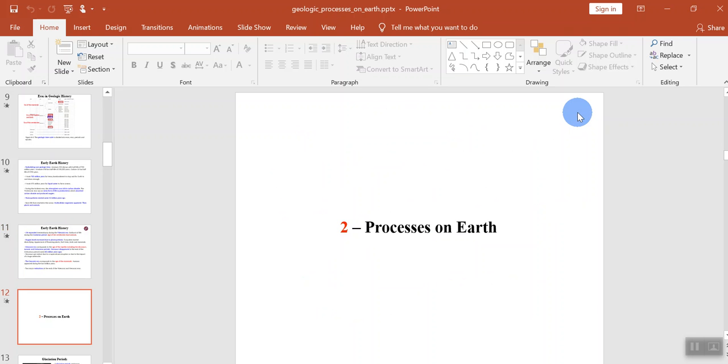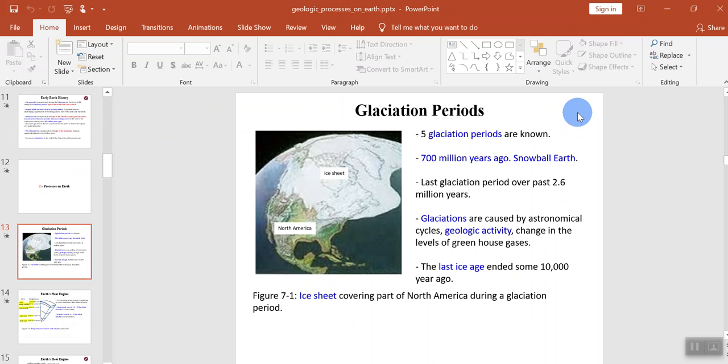All right. Then processes on Earth. We said there are many glaciation periods, 5. 700 million years ago, a big glaciation, what's called snowball Earth. Glaciations are caused by geologic activity. In other words, release of carbon dioxide by volcanoes. Carbon dioxide is sequestered for millions of years deep in the magma, then gets released. That's global warming. When CO2 is released, global warming.